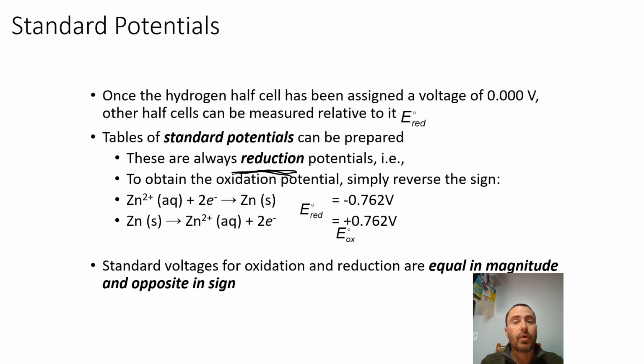So what we need to do, if we want to find the oxidation of something from one of these standard potential tables, is we're going to take the equation that's given to us. Say that it was zinc 2+ plus 2 electrons forming solid zinc. That's the reduction of zinc 2+ to zinc. And we have the reduction potential for that as being negative 0.762 volts. Now, if I actually wanted it to be the oxidation, what we're going to do is flip that reaction around.